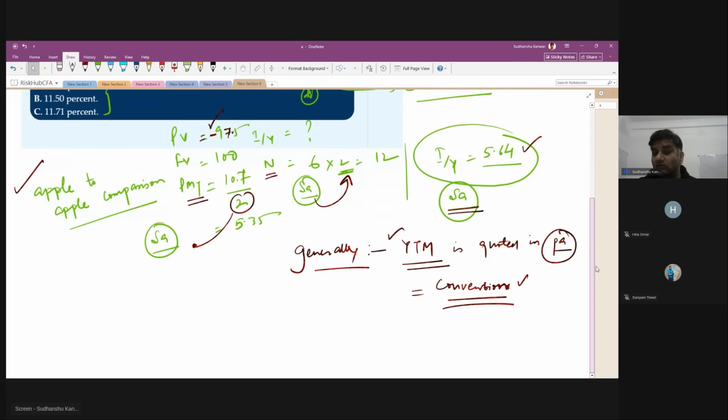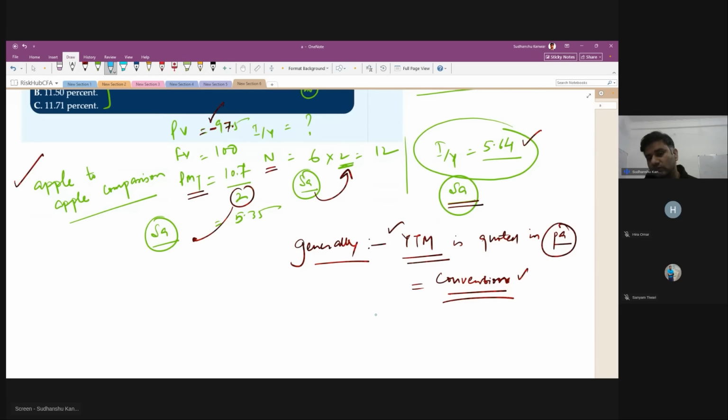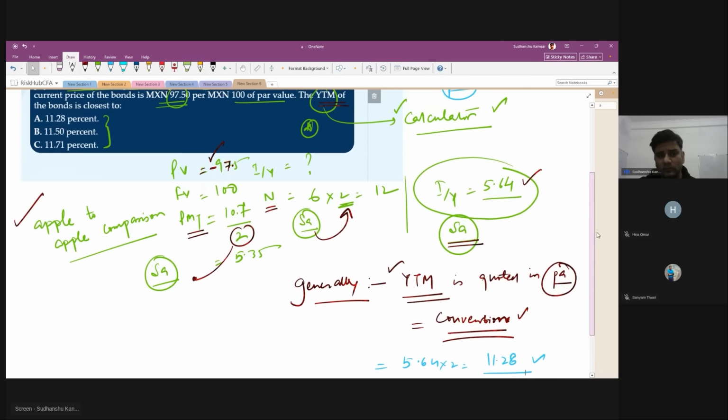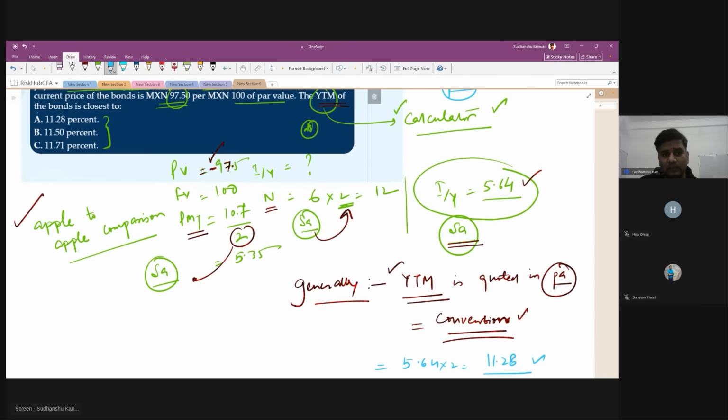So I need to convert. Right? I need to convert 5.64 into 2, which comes out to 11.28. So that is the answer, right? So remember, these are all small things that trouble especially new students like you guys coming into the financial world. So this is what it is, right?